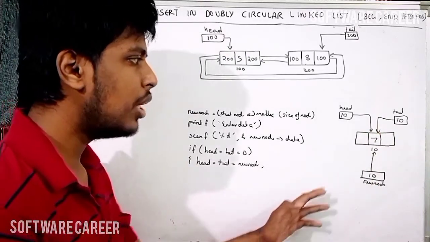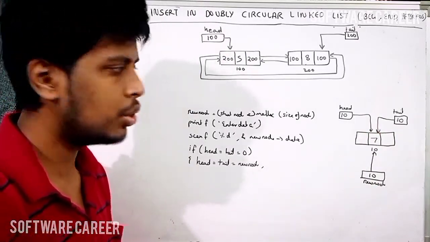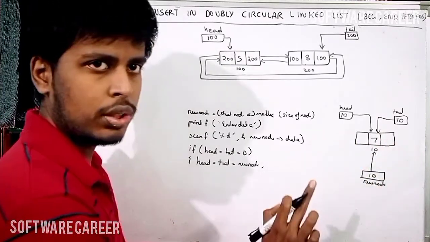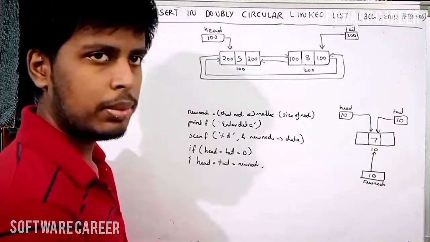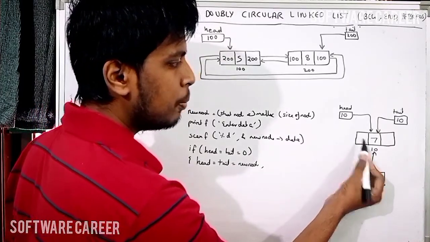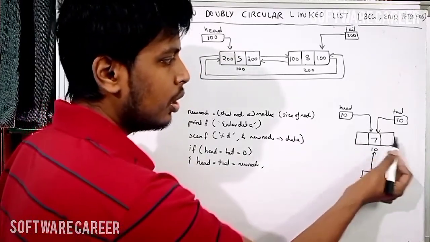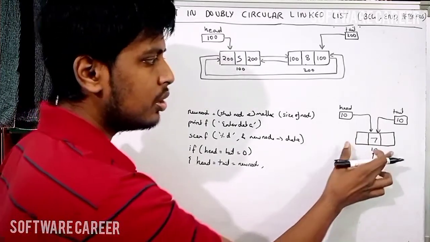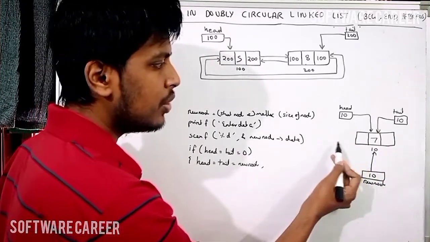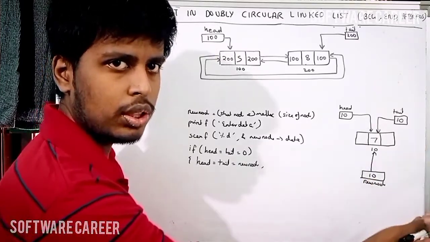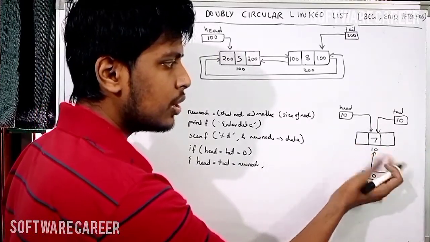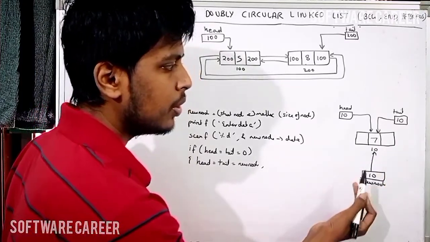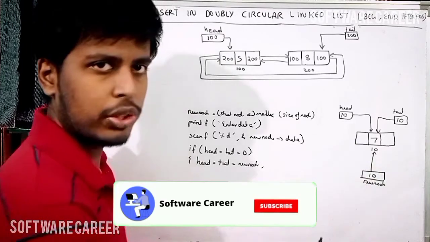Now you have just created a doubly linked list with one node. You should make it circular. How can you make it? See here. Now this is the previous pointer of this node. In this previous pointer I should store the previous node address. Now this is the first node. So the previous node of this first node is what? The last node. But first node and last node are the same, because only one node is present. So the last node address is 10, and that I should store in this previous pointer.